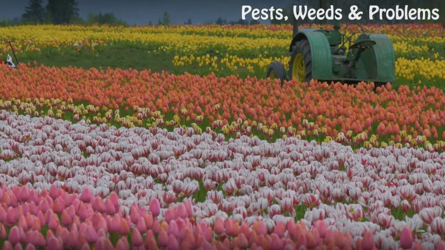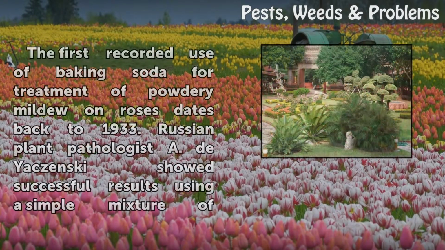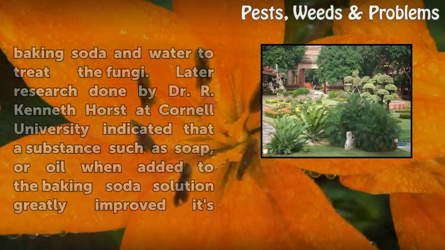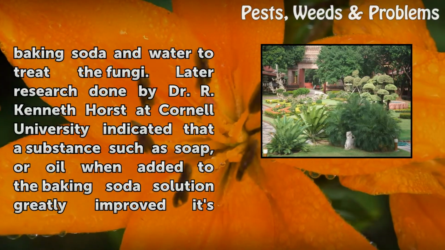History. The first recorded use of baking soda for treatment of powdery mildew on roses dates back to 1933. Russian plant pathologist A. Dyachensky showed successful results using a simple mixture of baking soda and water to treat the fungi.